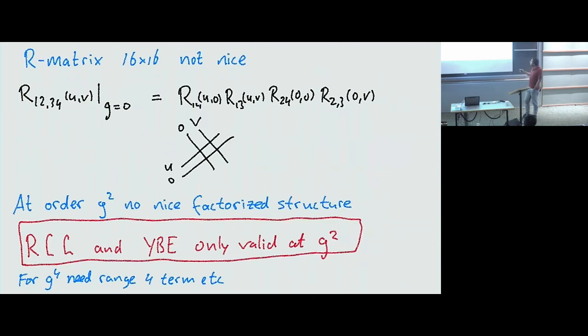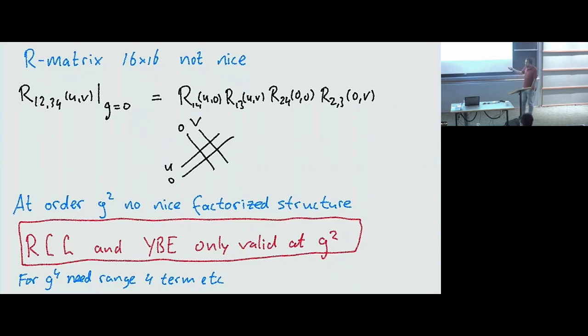There it just corresponds to a factorized scattering process of 2 particles with 2 particles, where one of the particles has rapidity u, the other one is 0, and the other one is v, the other one is 0, and you just scatter them, you get 4 R matrices, and you get this nice factorized product. So that's the leading order R.